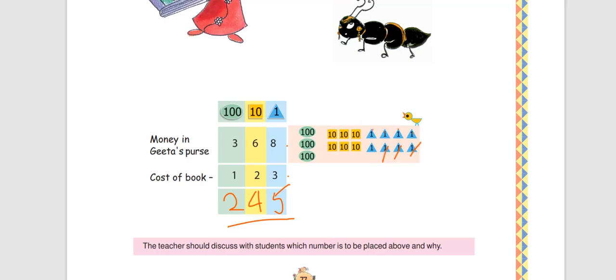2, 3, 4, 5 is what we wrote here. You have 6 tens. Let's subtract 2 tens. We remove 2 tens. We are left with 4 tens. It is what we wrote here. 4 tens. We have 300s to start with. Let's remove 100 from it. We have 2 more hundreds remaining, which is 245 rupees.